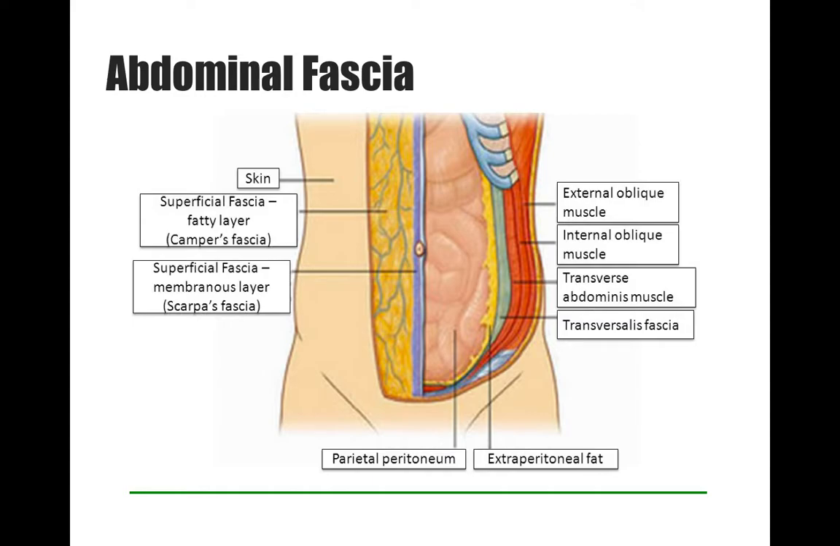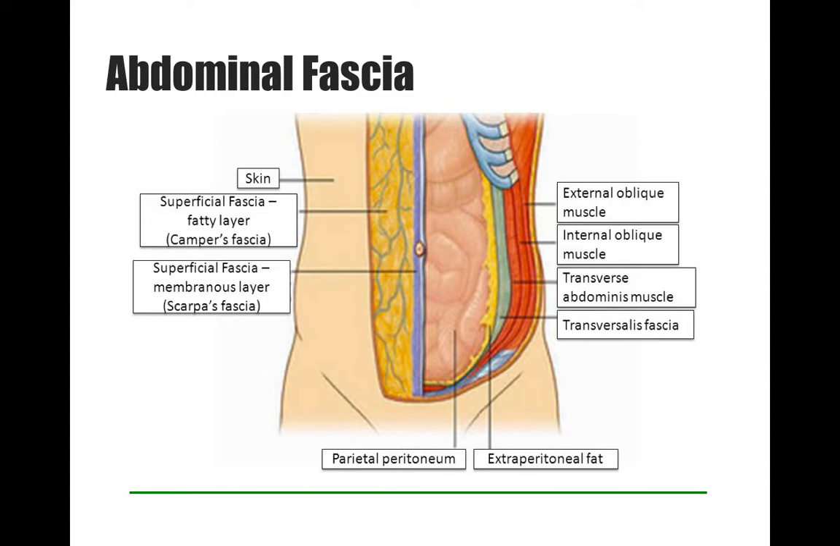Then when you go deep to that, you're going to run into the external oblique muscle, then the internal oblique, transverse abdominis, and then the transversalis fascia. What's not shown here is the rectus abdominis, which will be a little deep to the external oblique, and about on the same plane as the internal oblique, but it'll be wrapped in an aponeurosis, which we'll look at in just a moment.